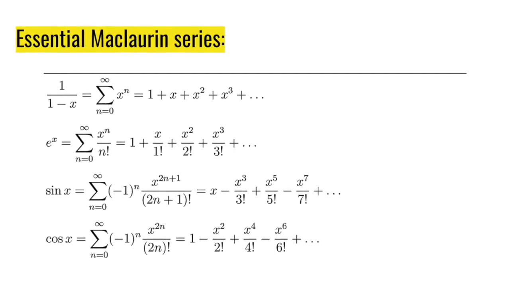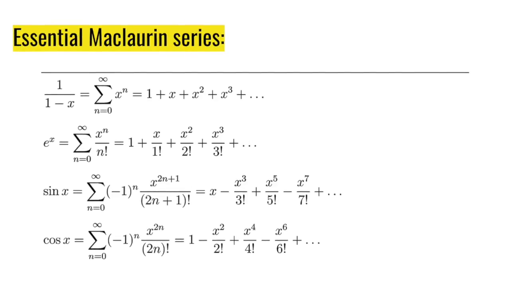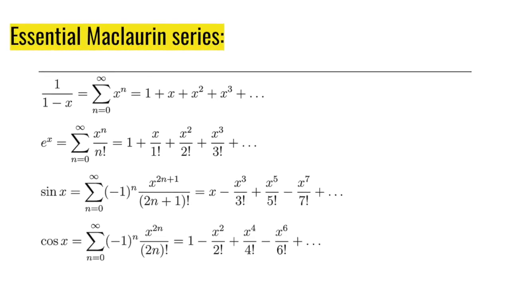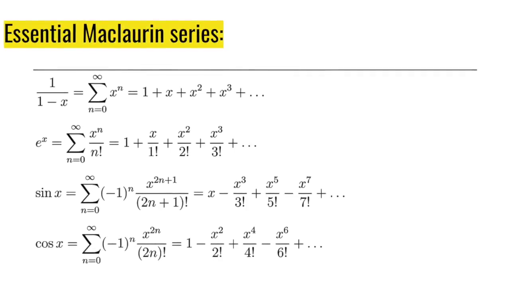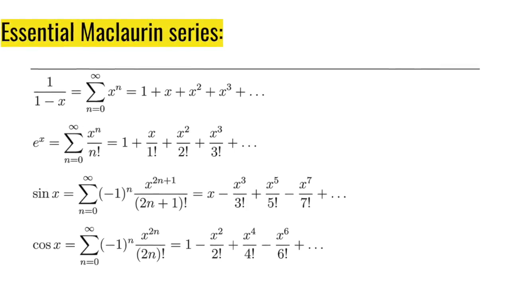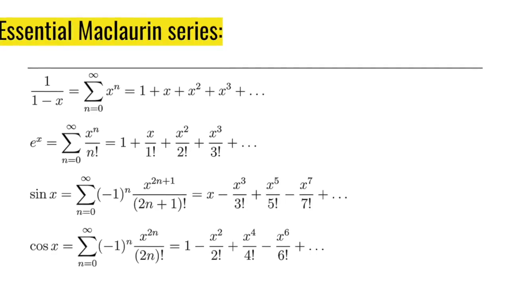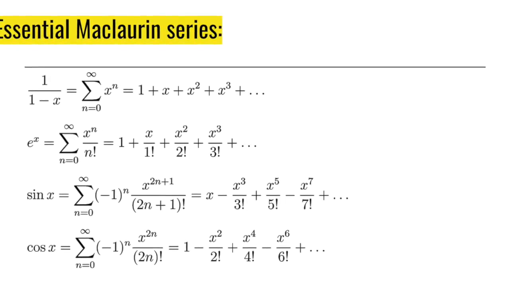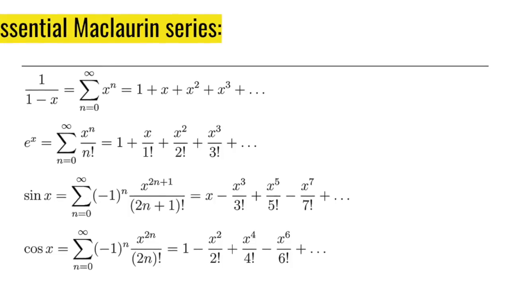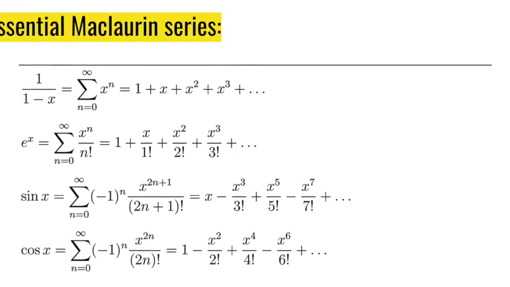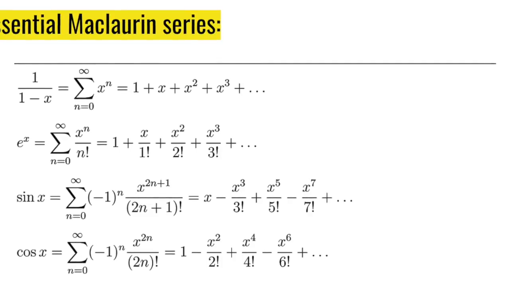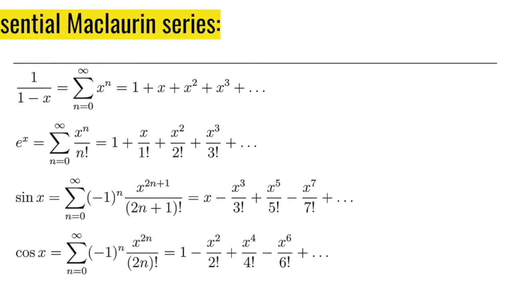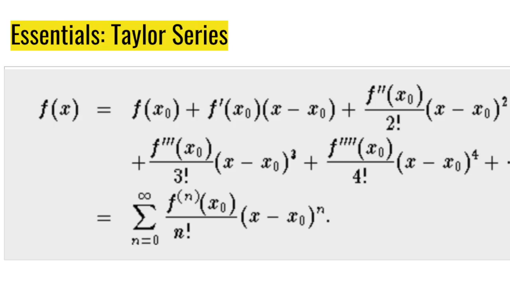The first is 1 over 1 minus x, which is a non-alternating series that is raised to both even and odd powers. The next one, e to the x, is very similar to the first one, except they are divided by n factorial. The third series is sine x, which is an alternating series that is raised to odd powers. Finally, we have cosine x, which is also an alternating series that is raised to only even powers.